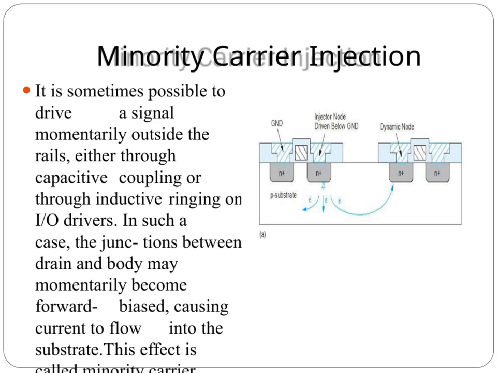Sometimes, a signal can briefly go beyond its normal voltage limits, either because of capacitive coupling or inductive ringing on the input-output drivers. When this happens, the junctions between the drain and the body of a transistor can become forward biased for a short time. This allows current to flow into the substrate, a phenomenon we call minority carrier injection. This effect is important to understand because it can impact the behavior and reliability of the device during operation.